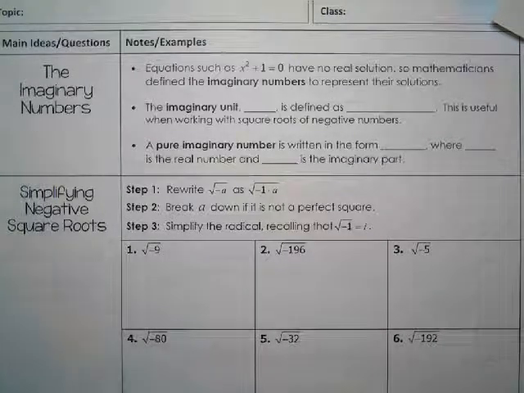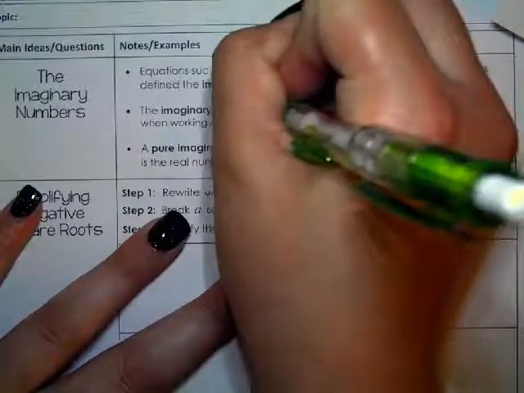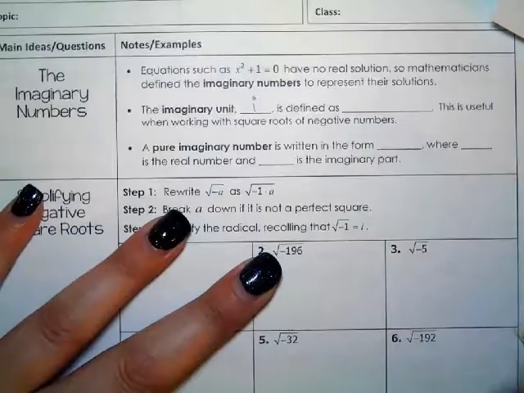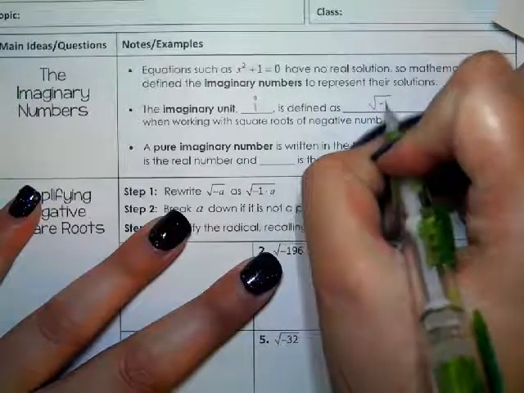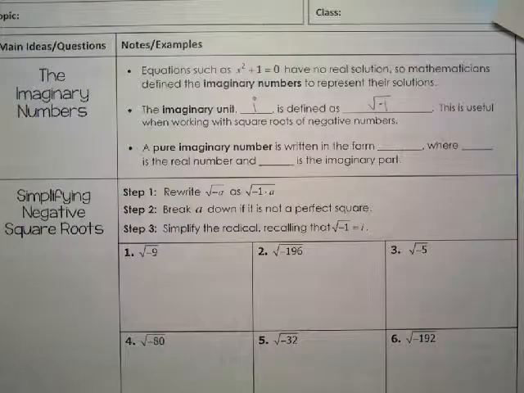So the imaginary unit i is defined as the square root of -1. And this is useful when working with square roots of negative numbers.